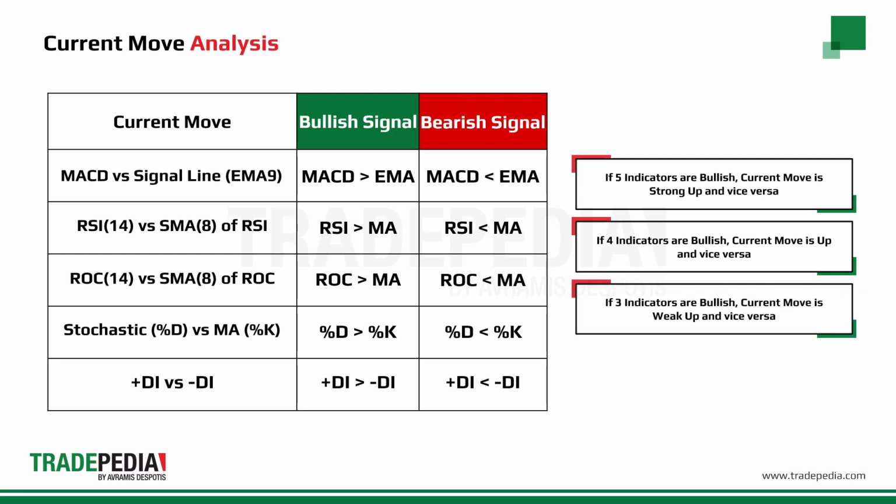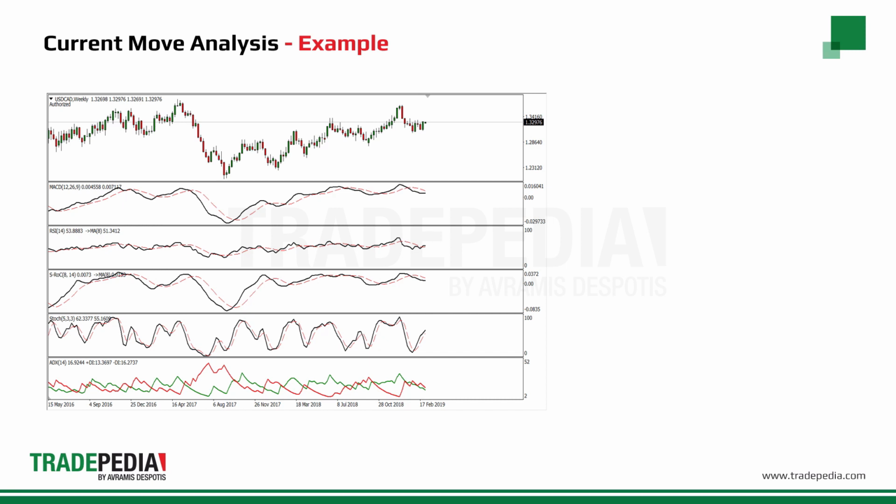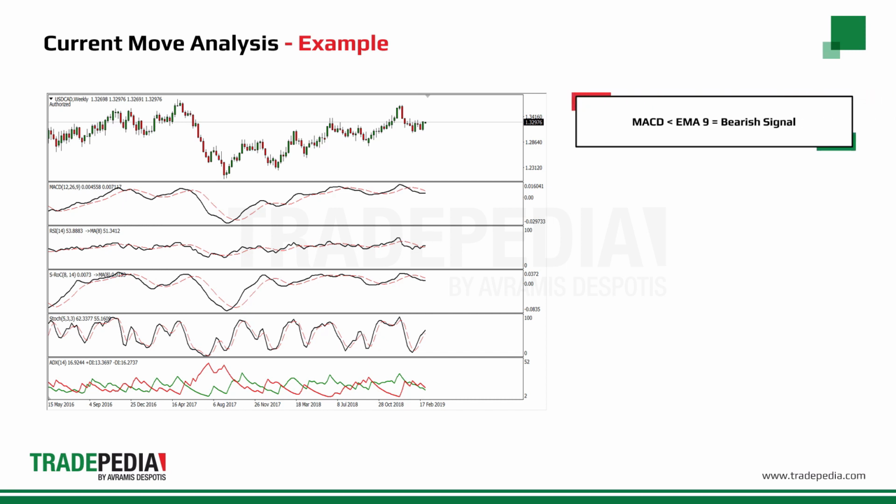And if only 3 indicators of the 5 are giving bullish signals, we conclude that the current move is a weak up, and vice versa. Moving to the current move analysis example, we notice that the MACD is below its signal line, the 9 periods exponential moving average, and giving a bearish signal.